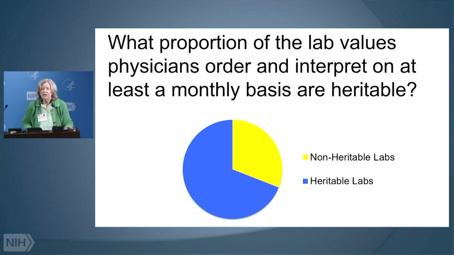But no, it's 2/3 of laboratory values that we have that many people on that are ordered at least once a month are significantly heritable in the EHR. A substantial fraction of those, between 30 and 40% of laboratory values are significantly heritable, have heritabilities in excess of 40%, and up into the 80, 90% range.